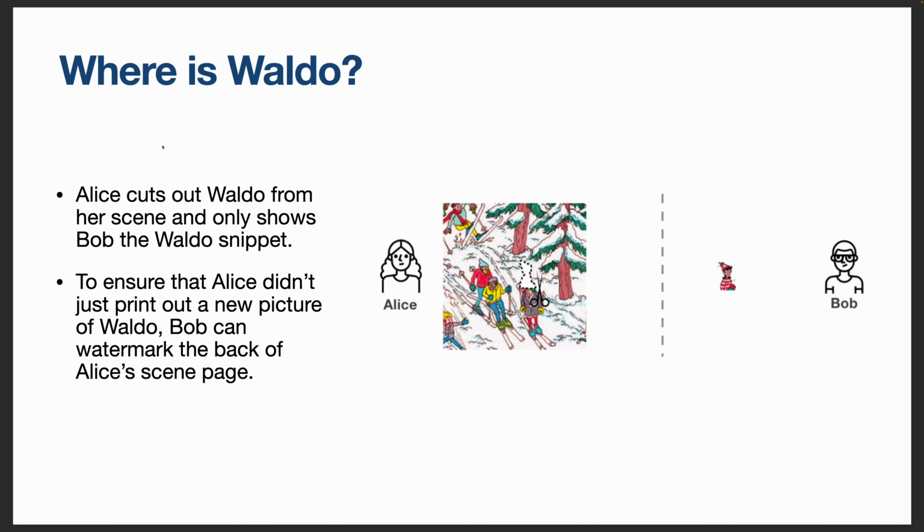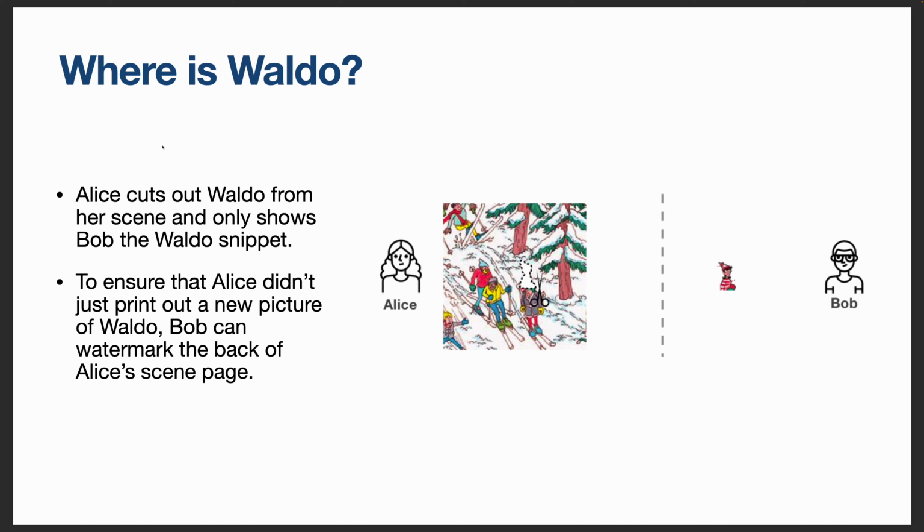So one, the easy thing is that Alice could just share only the Waldo snippet. Yeah, I know where Waldo is, so I just crop it. But Bob might say, wow, you could just copy the snippet of the Waldo, right? How can I know this? How can you verify that you did not copy the Waldo?